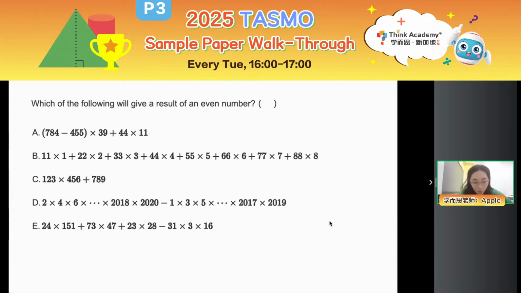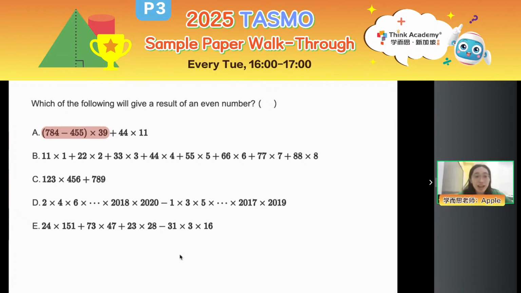Okay, good. Well, actually for this question, do I really need to figure out the answer? Like I need to calculate the 784 minus the 455 and then use the vertical form times the 39? Do I really need to do that? No. So for this question, it is asking you for the even and the odd, right? So here, everyone, let's have a look.